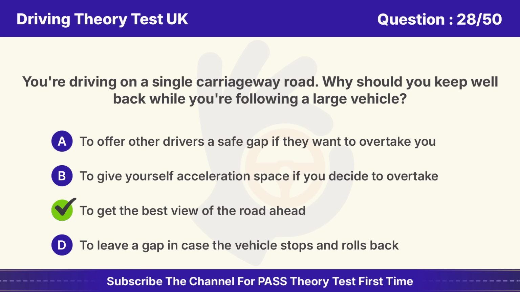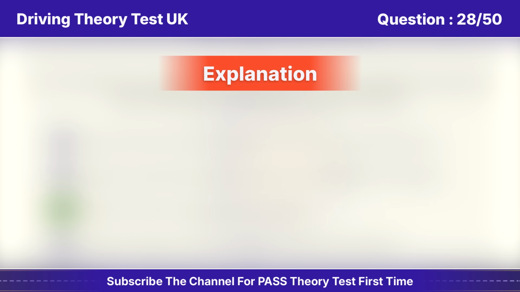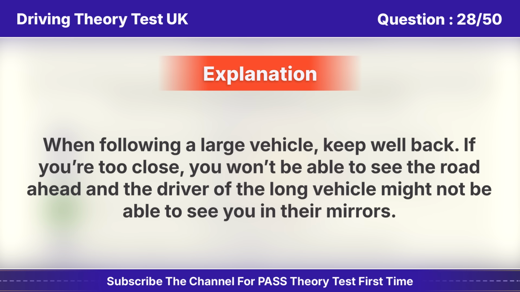Answer is C. To get the best view of the road ahead. When following a large vehicle, keep well back. If you're too close, you won't be able to see the road ahead, and the driver of the long vehicle might not be able to see you in their mirrors.